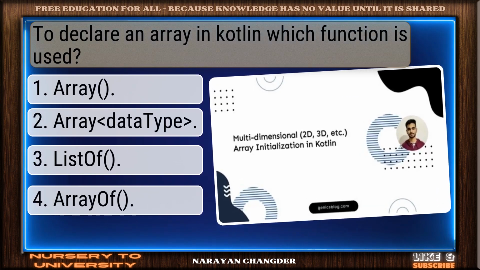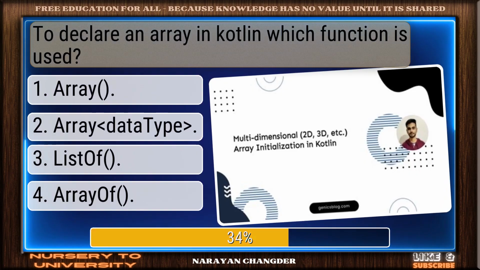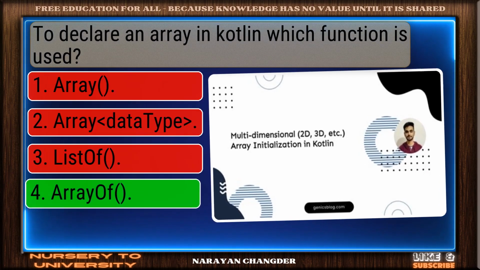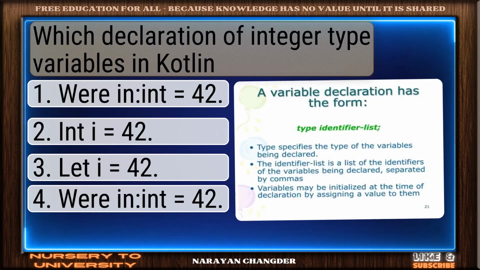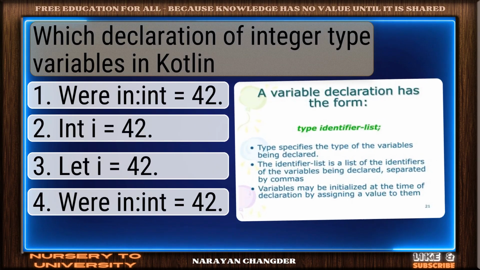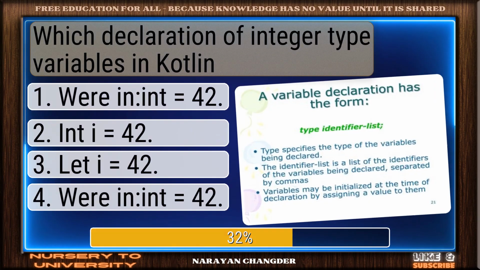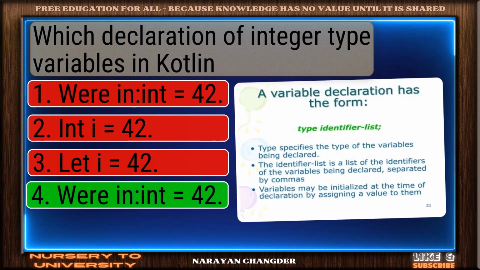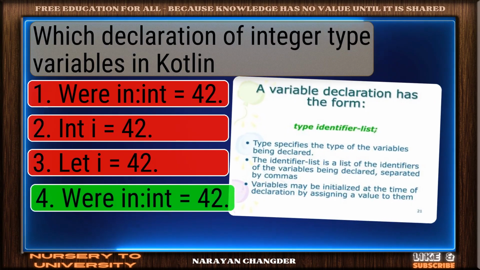Question number 24. To declare an array in Kotlin, which function is used? You're right. ArrayOf is the correct answer. Question number 25. Which declaration of integer type variables in Kotlin? You got it. Your choice, Int equal to 42 is right.